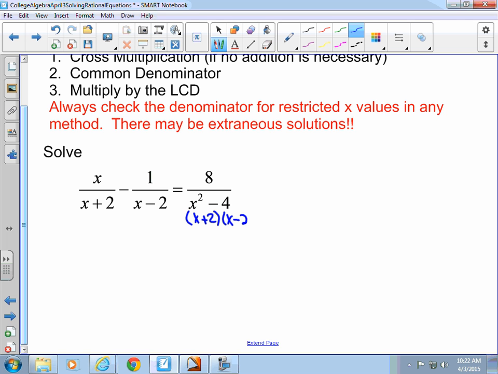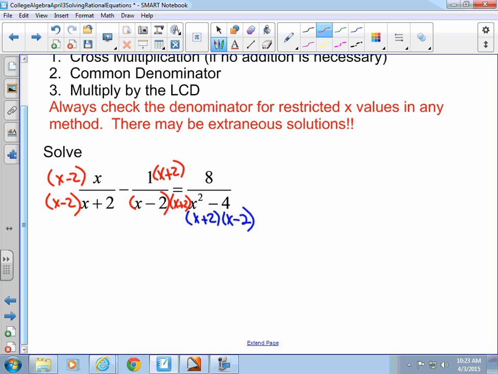Remember, I need to factor the denominators to see what they're made up of. Okay? Now, on the left, what do I need? Now that I know that the right is x plus 2 times x minus 2, I need an x minus 2 on the first fraction, and an x plus 2 on the second fraction. What we did yesterday sure helps with what we're doing today.